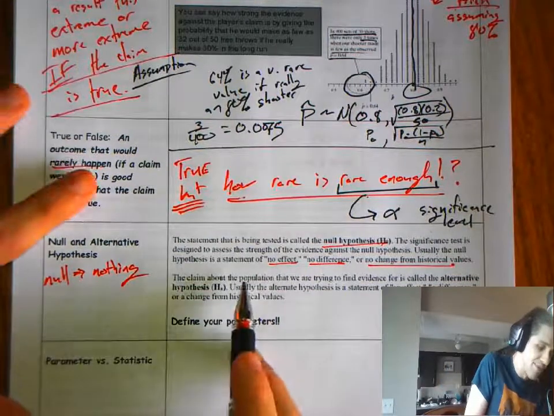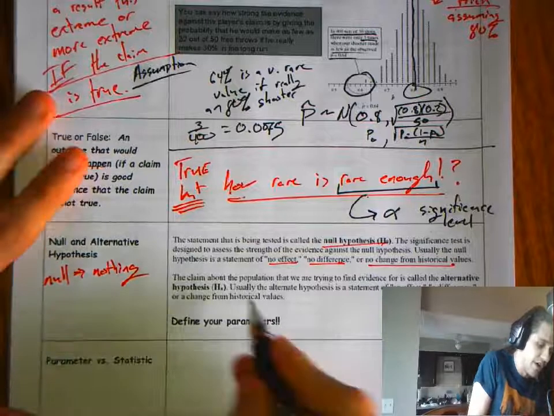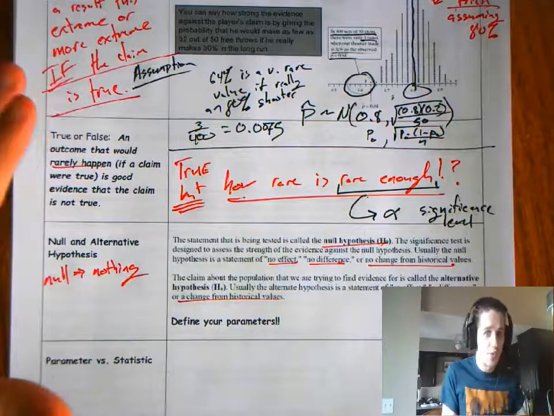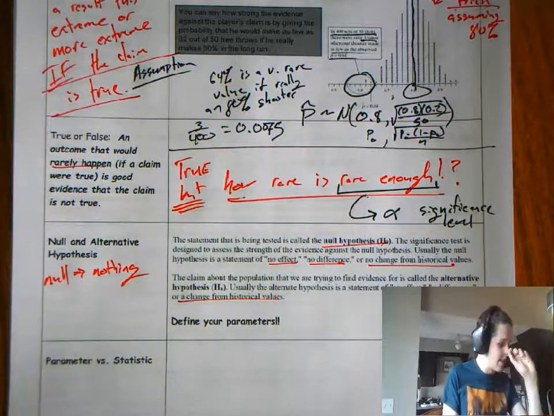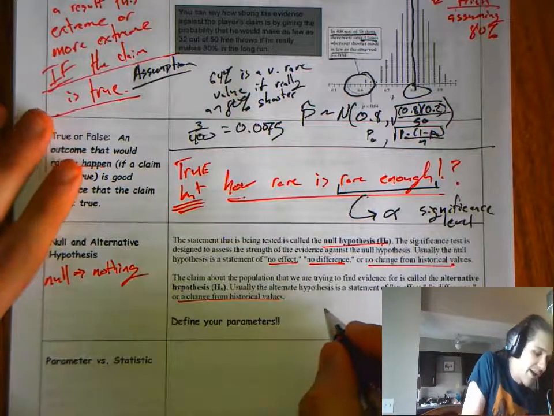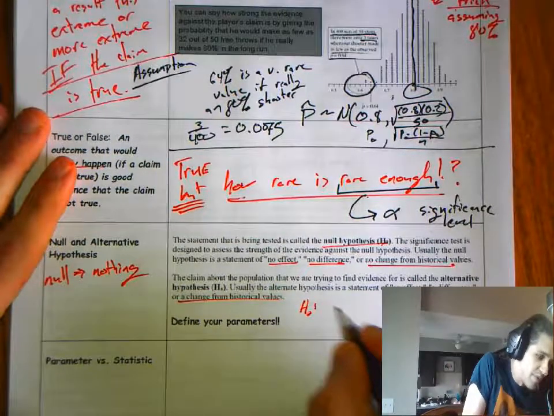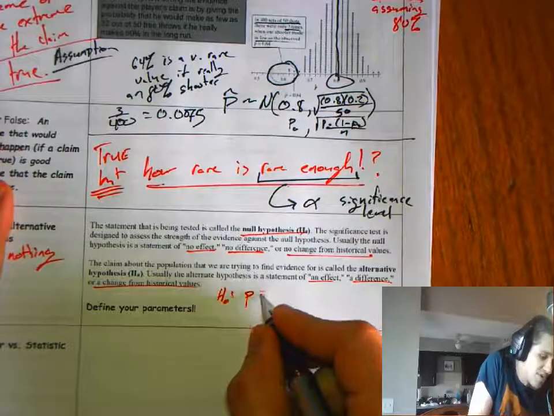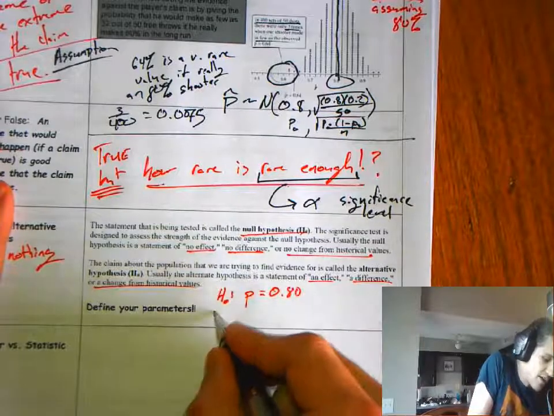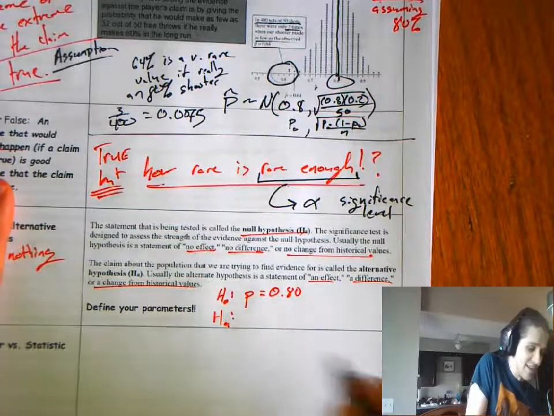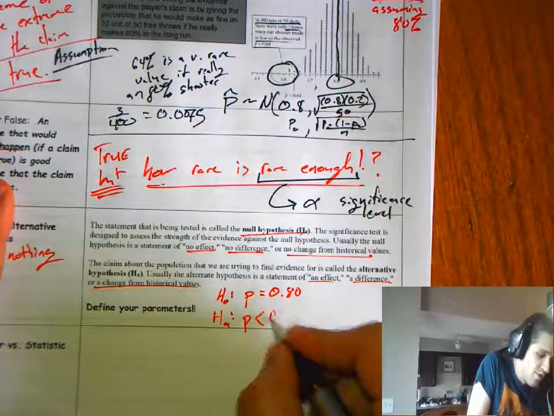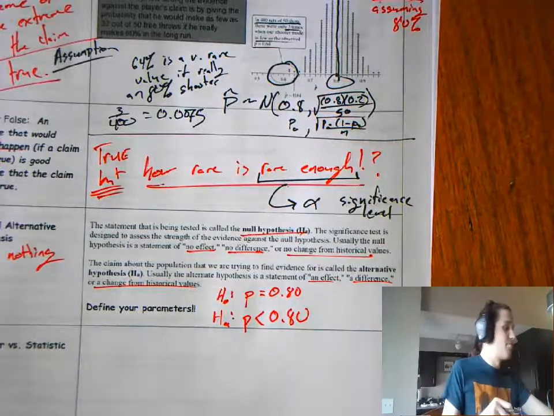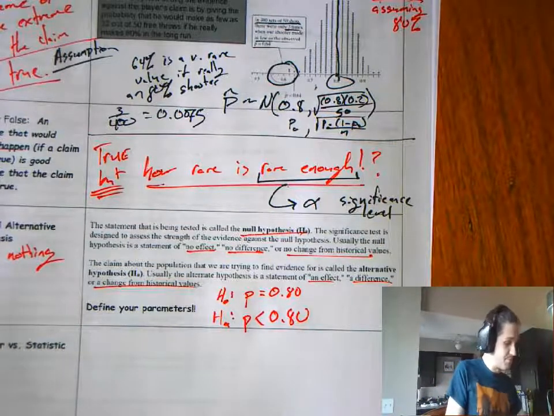The claim about the population that you're trying to find evidence for is the alternative. The alternative is some statement of an effect, a difference, or a change from historical values. So we're going to have H0s and Has, and we're always going to have to define these things. Maybe the H0 here was the proportion of times that you made your free throws was 80%. But I know Wasilla, and so I had a suspicion about Wasilla. I suspected that the true proportion was less than 80%. So that's what we're looking for here. That's what the example would have been with Wasilla shooting the free throws.